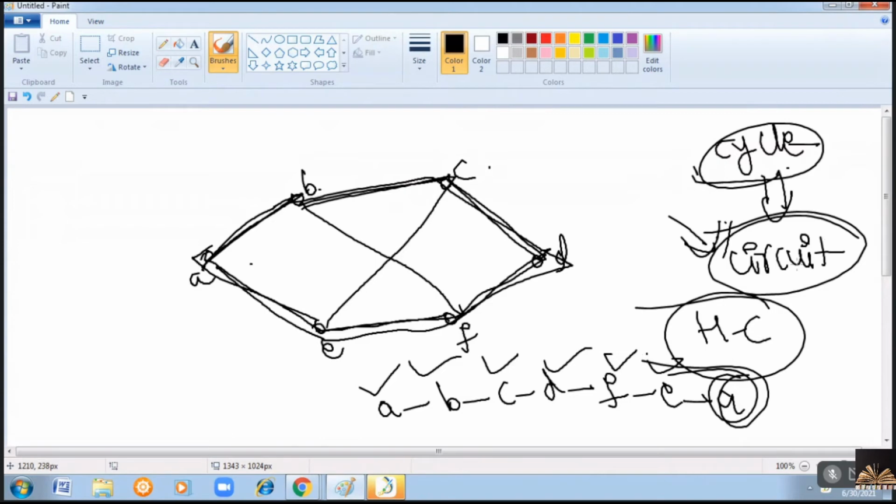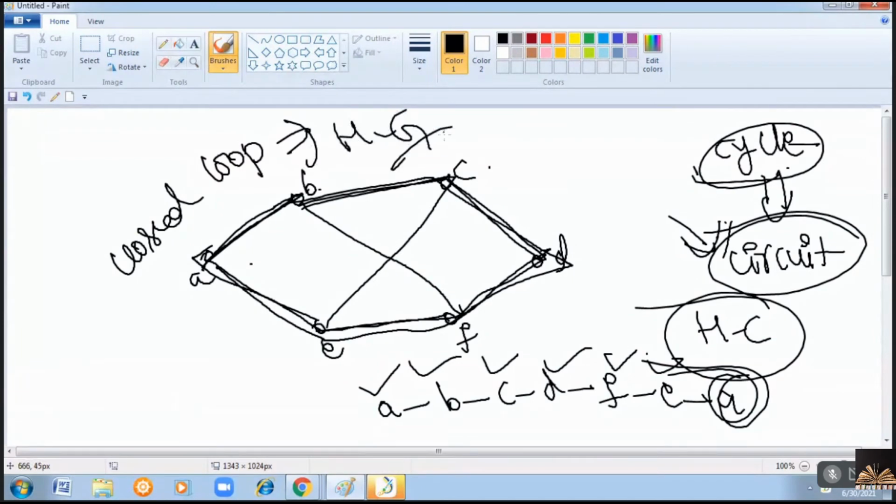Therefore, you can say that every closed circuit or every closed loop is also a Hamilton graph. Every complete graph with n greater than or equal to 3 is a Hamilton graph. Every closed loop or every cycle graph is also a Hamilton graph. Why? Because in the case of Euler graph, if the number of vertices is more, then it is difficult for us to verify the Euler circuit.